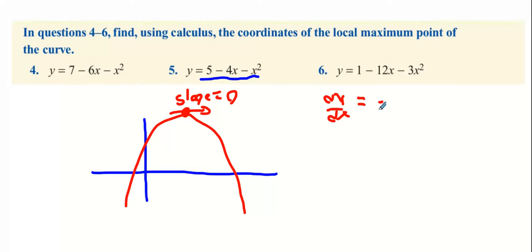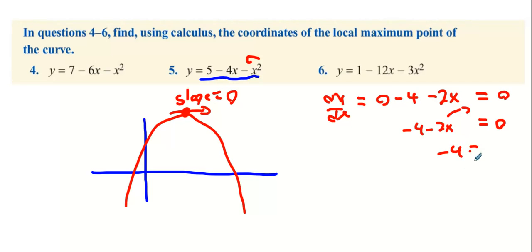Differentiate 5, I get 0. Differentiate 4x, I get minus 4. Differentiate minus x squared, bring the 2 to the front, so I get minus 2x. I know that the first derivative has to equal 0. So essentially minus 4 minus 2x equals 0. I'm going to bring the 2x to the right, just for clarity's sake. I can spin that around, 2x equals minus 4. And then divide minus 4 by 2, and I get x equals minus 2.